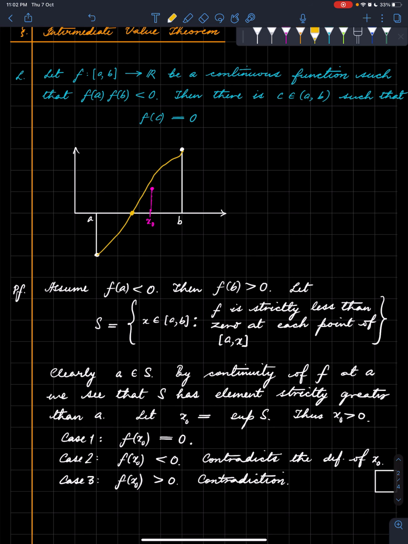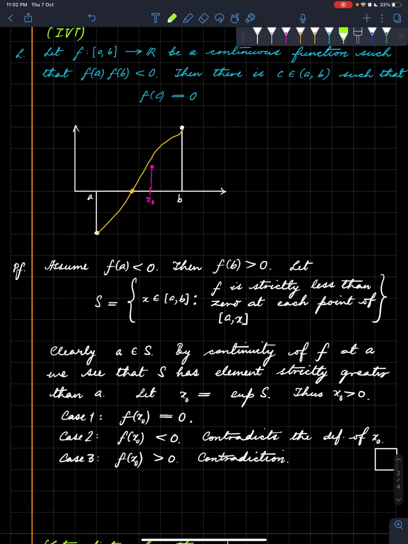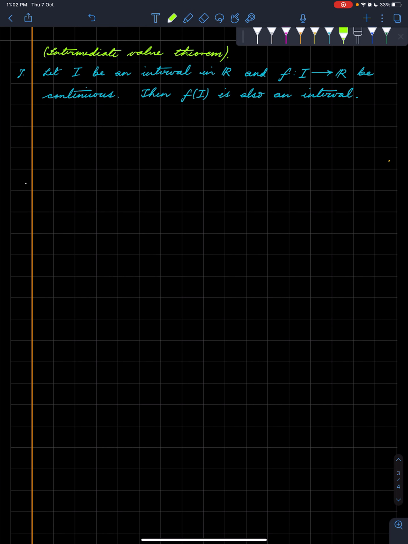Let me also write that this is a form of the intermediate value theorem. Now let me discuss another form of the intermediate value theorem. So it says the following. Suppose I is an interval. It could be half open, half closed, both open, infinite, semi-infinite, whatever kind of interval.